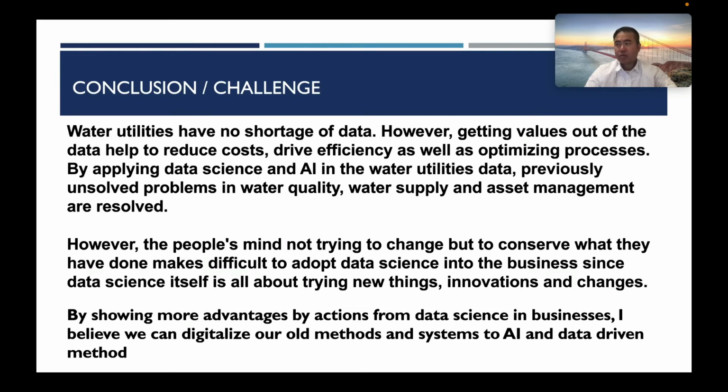Applying data science and AI in the water industry is very important because there are many unsolved problems in the water industry. Those complex problems can be solved with data science. That is what I'm doing right now.